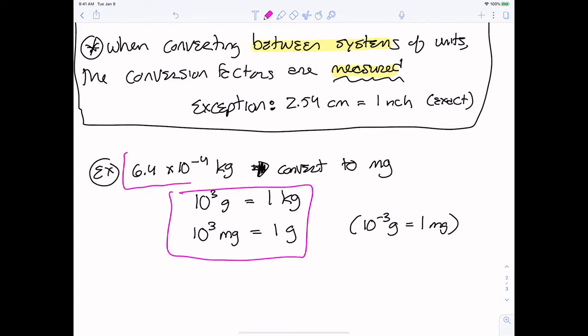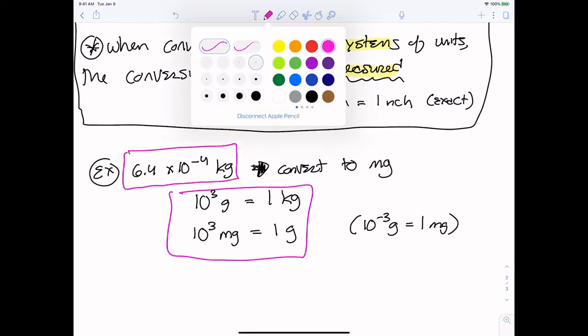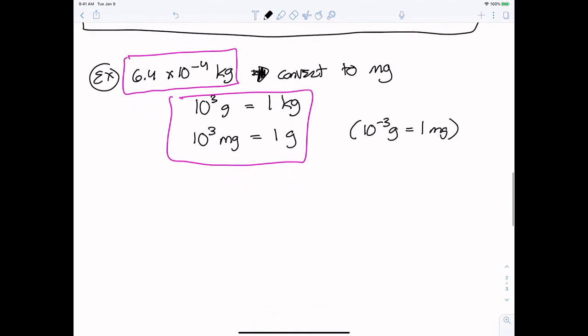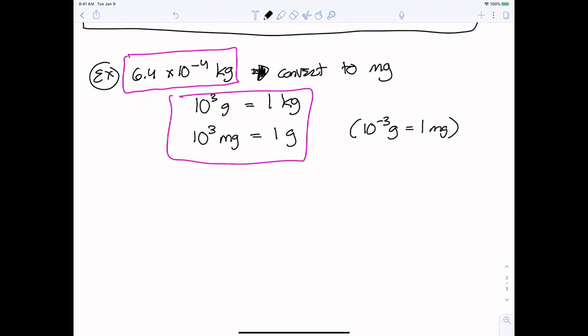So these are the ones that I'm going to use when I do the problem. Just like before, we're going to start with what's given. That's the first thing I'm going to write down. If you start with a conversion factor, it's very possible to do the entire thing upside down, because you don't know whether 10 to the third grams goes on the top or the bottom until you actually start the problem. You have like a 50-50 chance of starting it upside down. So don't do that. Always start with what you're converting from, what we're given in the problem. So I'm going to take 6.4 times 10 to the negative fourth kilograms.